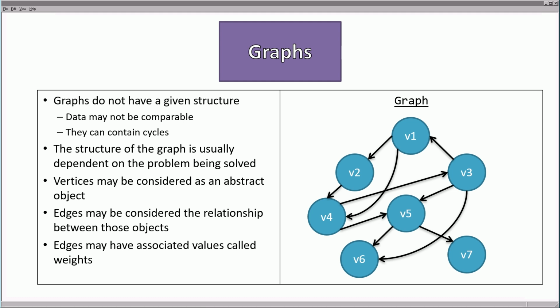We use these graph structures to represent these abstract objects and their relationships. Vertices may be considered as the abstract object, and the edges may be considered the relationship between those objects. In addition to that, edges may have what's called a weight value associated with them.